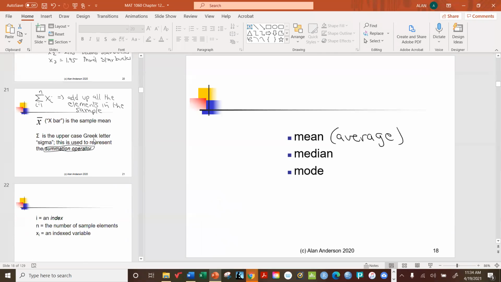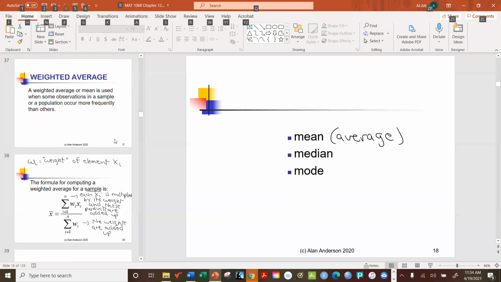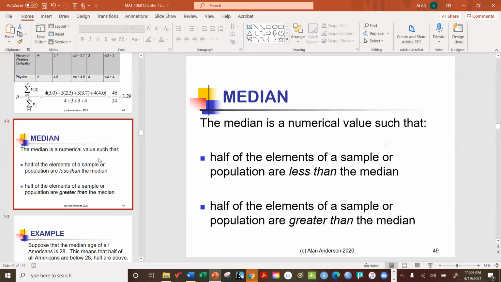Now, the median is a little bit different. And most of the time, the mean is the preferred measure to the median, but there are certain cases where the median is actually a better choice. So we normally reserve it for those cases. So first of all, what is the median? It's a number that basically divides our sample in half. Whatever that number is, half the elements in our sample or population are less than the median, and half are greater than the median. It's just that simple. It's the dividing line between the bottom half and the top half.